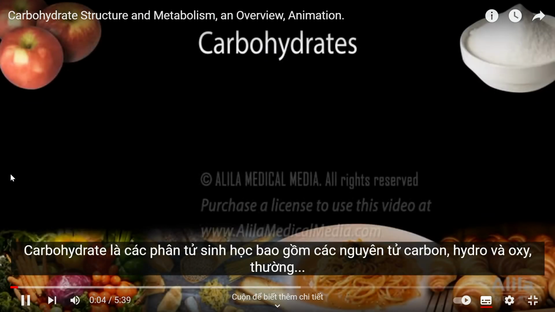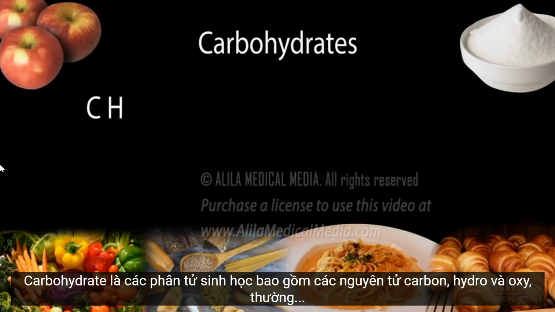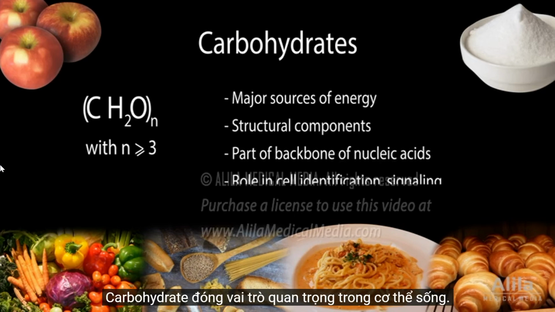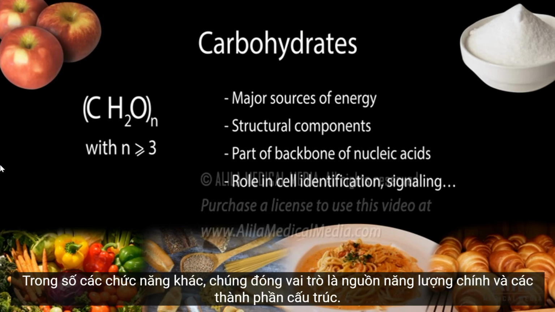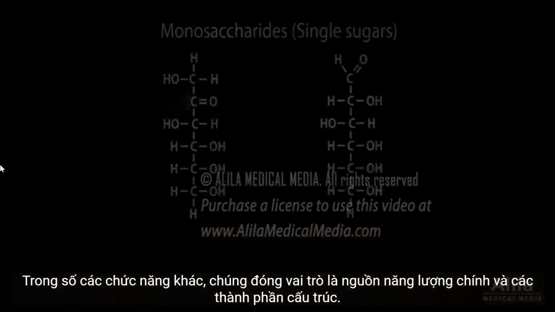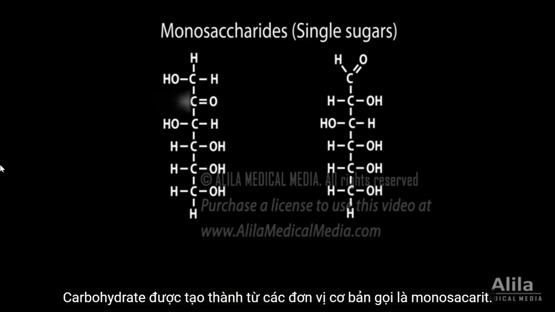Carbohydrates are biomolecules that consist of carbon, hydrogen, and oxygen atoms, usually in the ratio of 1 to 2 to 1. Carbohydrates play crucial roles in living organisms. Among other functions, they serve as major sources of energy and structural components. Carbohydrates are made of base units called monosaccharides.